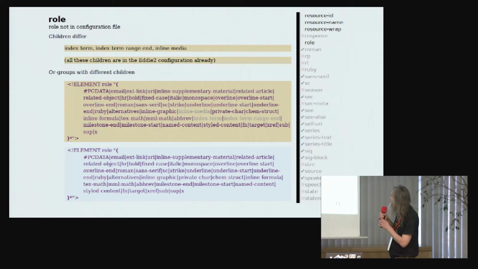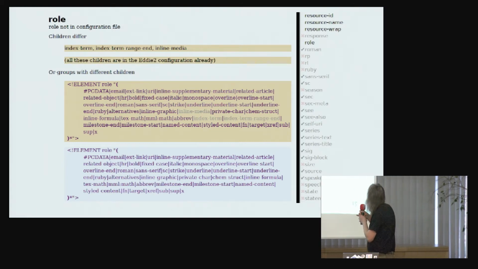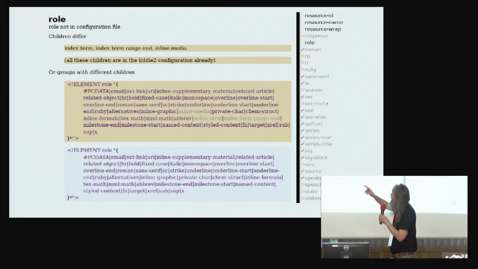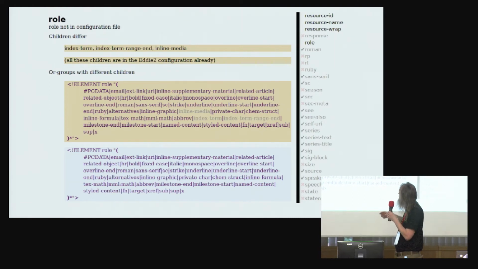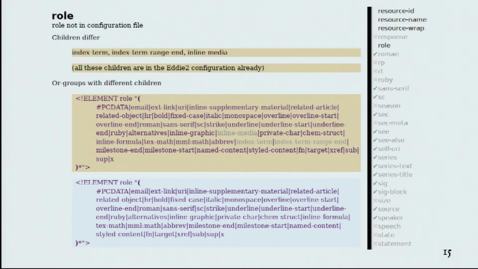And then here we can see, for the role element, for example, at the top it's not in the configuration file. And children differ. However, all these children are already configured. And there are all groups with different children as the content model. And you can see inline media index, you might not be able to read it from back there, but there's some grayed out element names there because they're not in the destination DTD.